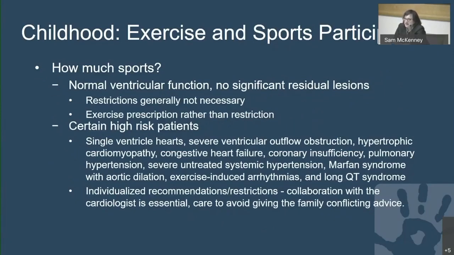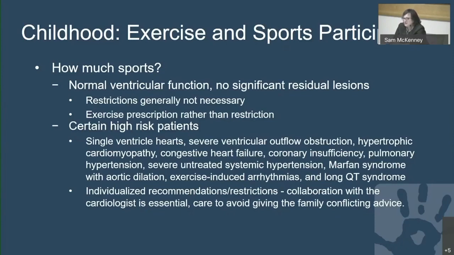There is certainly a category of high-risk patients, and those include some of the patients that we talked about with regard to being high risk for pregnancy, including those with single ventricle hearts, with severe ventricular outflow tract obstruction, so aortic or pulmonic stenosis, hypertrophic cardiomyopathy, congestive heart failure, coronary insufficiency, significant pulmonary hypertension, severe untreated systemic hypertension, Marfan syndrome with aortic dilation, or exercise-induced arrhythmias and long QT syndrome.